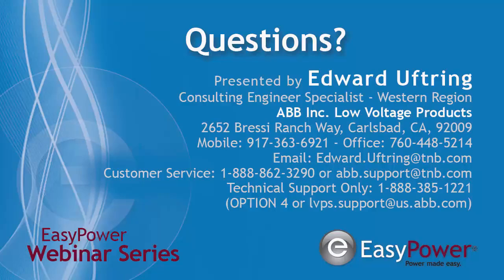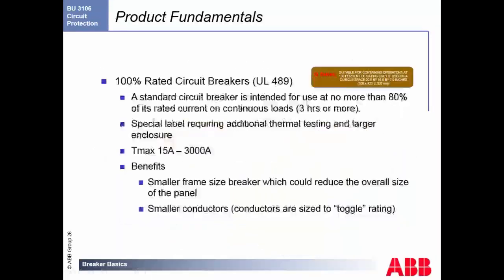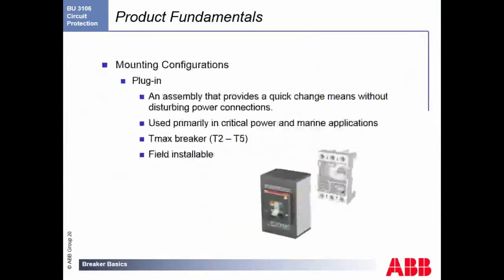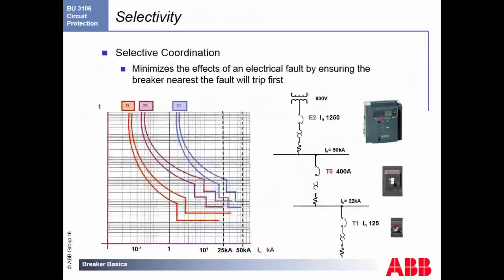Can you explain using breaker curves how upstream breakers affect downstream breakers using series rated assemblies? I can. Again, that's a long answer, Larry, so if you can send me an email, I'll go over it. But in short, let me go back to selective coordination. If you look at the trip curves that I'm just about to show you in selective coordination, as you can see here, we have E2, which is the power breaker at the top, T5, which is the middle breaker, and T1, which is the smallest breaker.